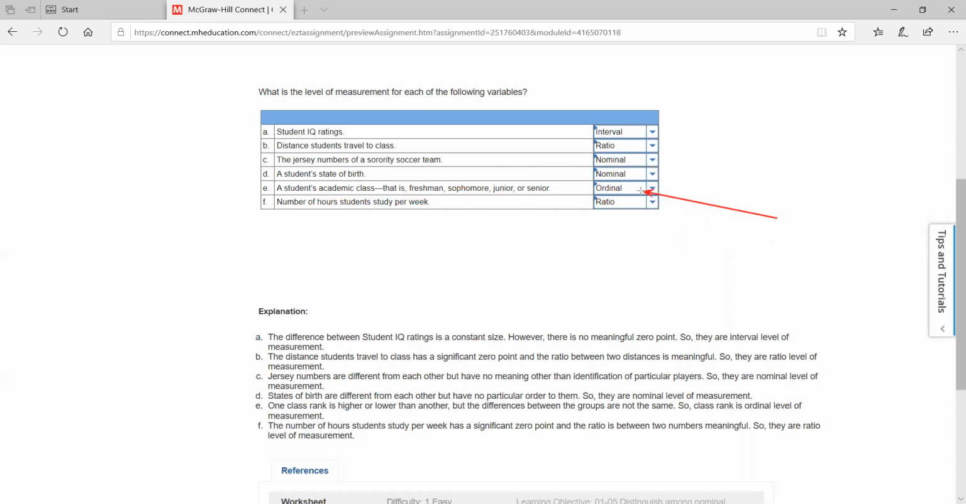Academic class, that's going to be what they call ordinal. The differences in the group are not the same, so that's ordinal. And then finally, the number of hours you study per week, that does have a 0 point, and so the differences are meaningful, so they're going to call that ratio. Alrighty, that's going to be some comments on the first one.